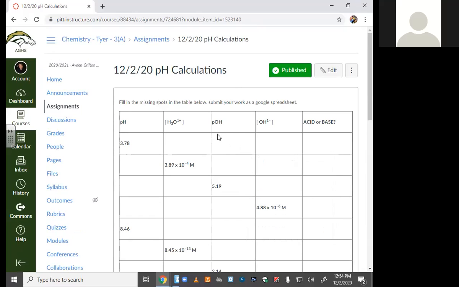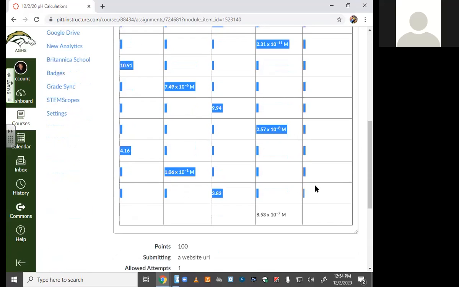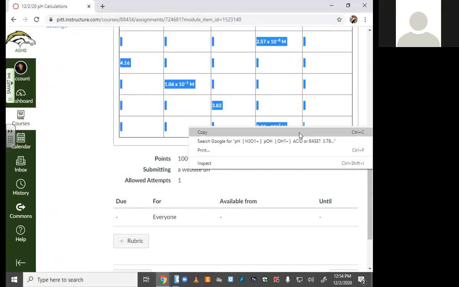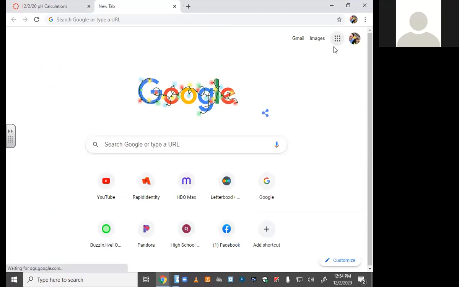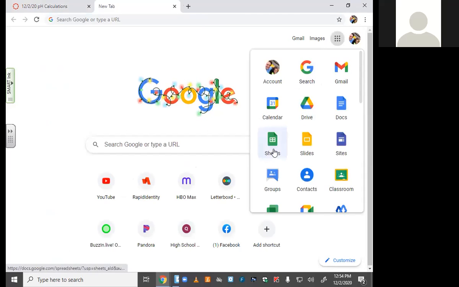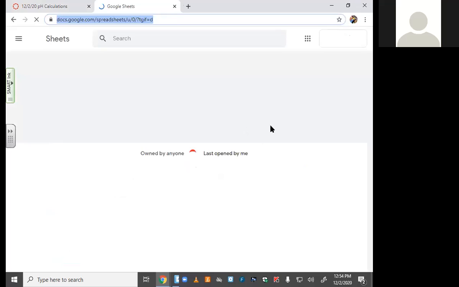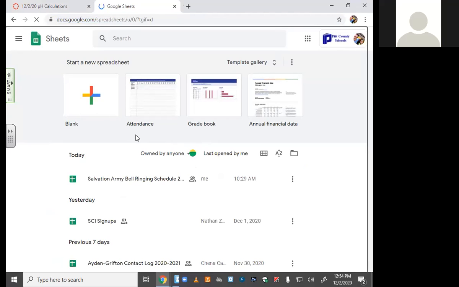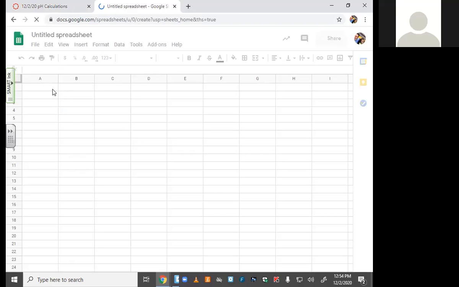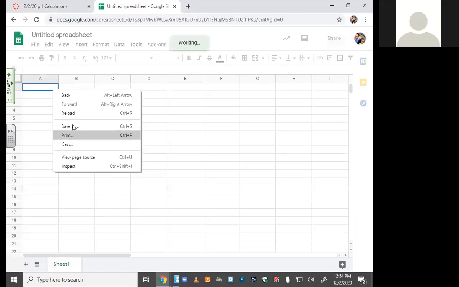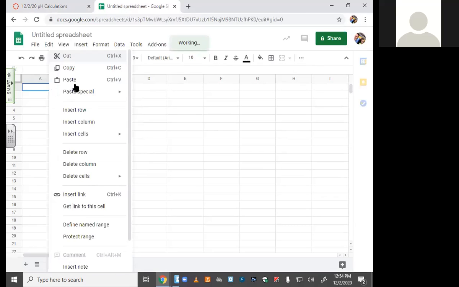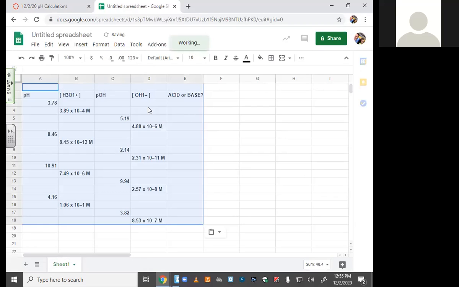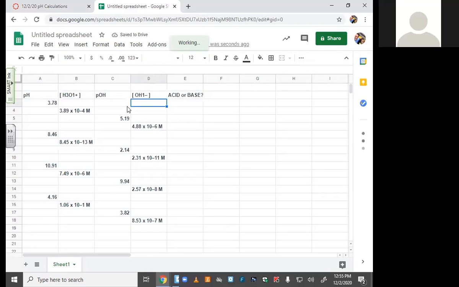Just select it all, then bring up your Google Docs and create a spreadsheet and paste it. The first time I ever used Google Sheets. Wait, we're using Sheets or Docs? Now you want to use Sheets. Yeah, because it's fun. Paste. There we go. That worked.